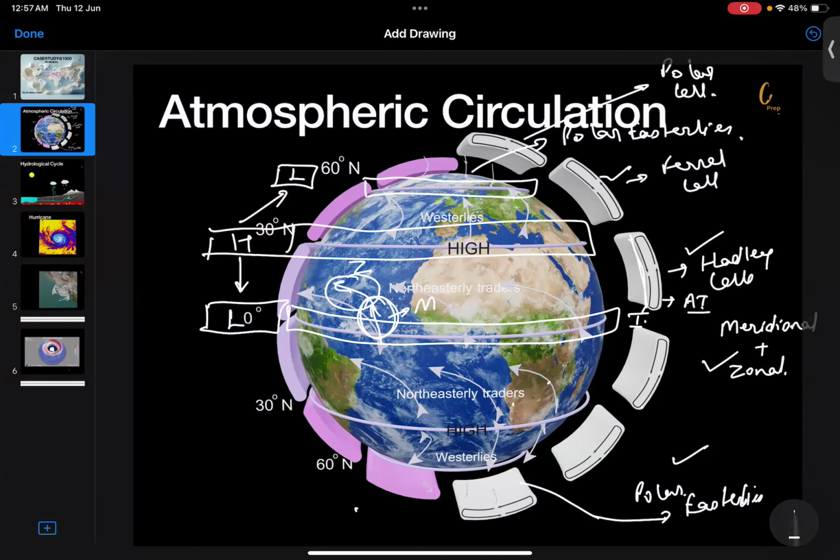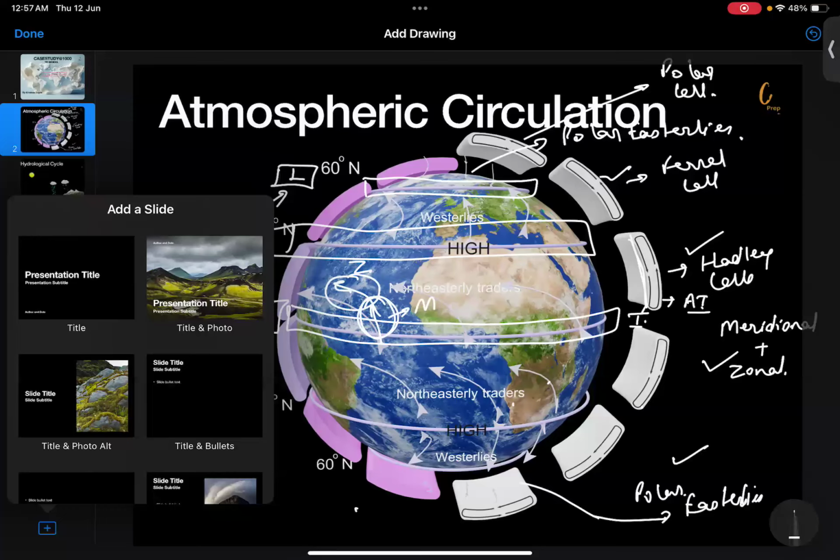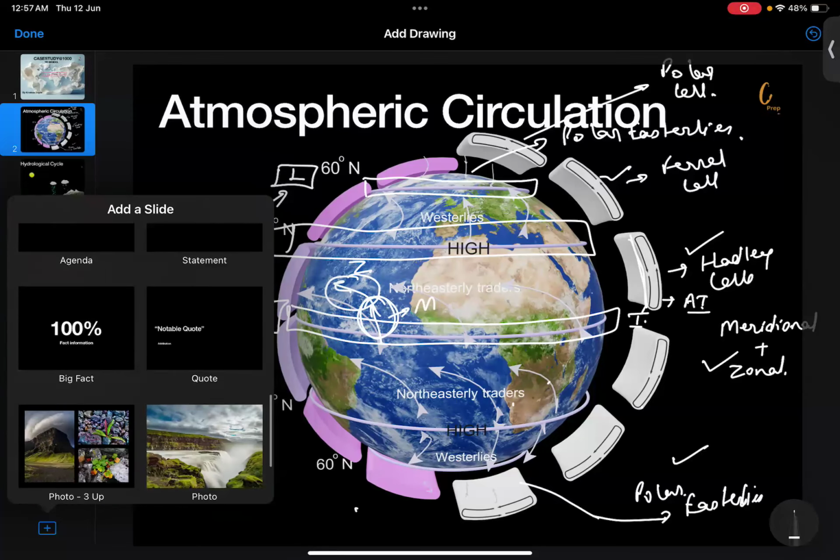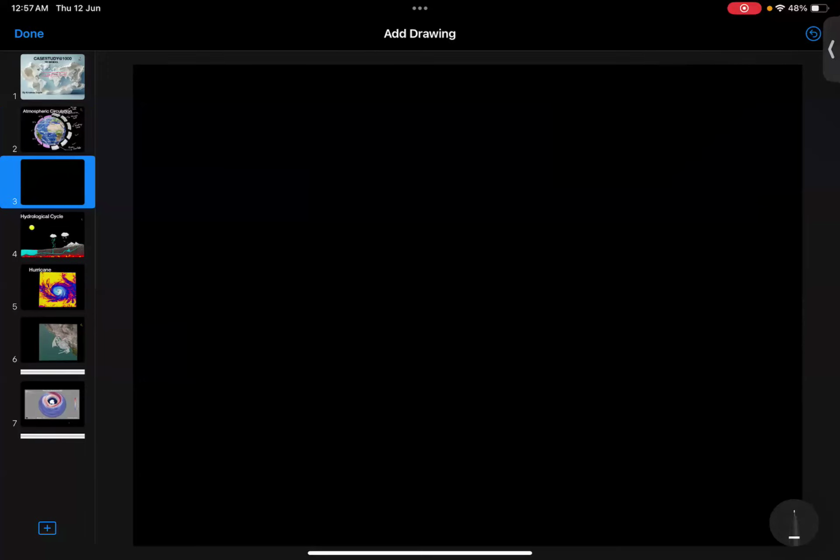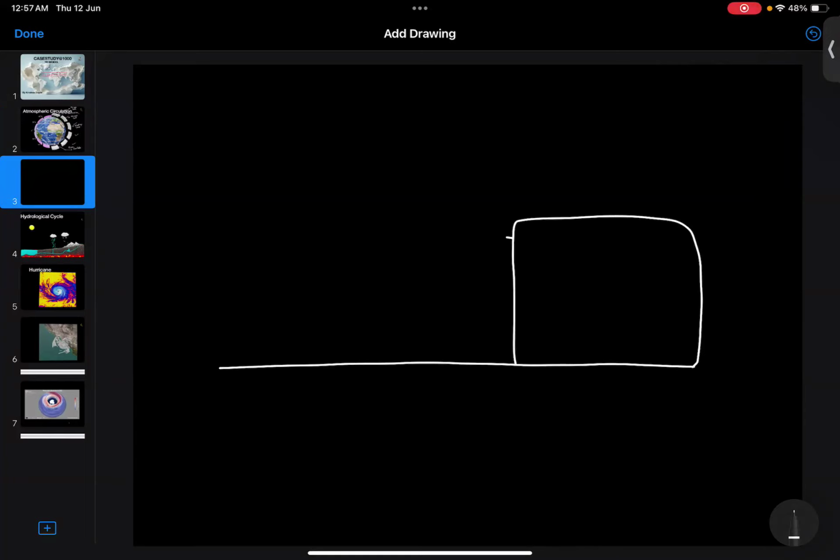So there are both the components which are specified here. Now, we will see here that in the contemporary time, what is happening here? We can see this is the Hadley cell, this is the Ferrel cell, and this is the polar cell.